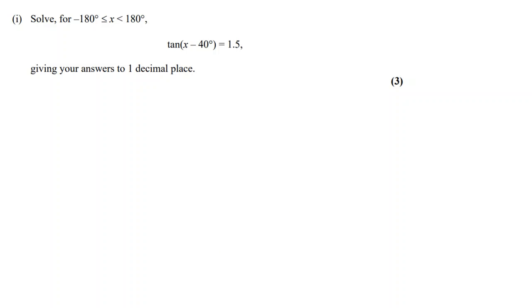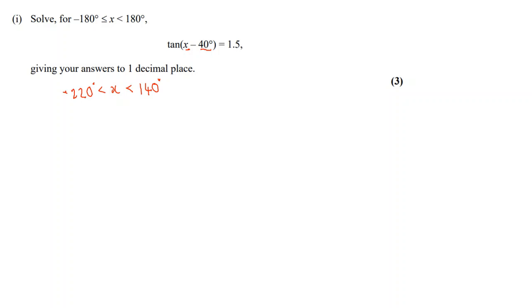So solve in the range minus 180 to 180, tan(x - 40) = 1.5. So because we've got here the minus 40, but this minus 40 is happening to our x, we need to make sure our range here is adjusted in the same way. So I'm going to subtract 40 from my range. So my range is now going to actually be minus 220 to 140. That's the range I'm looking at for now.